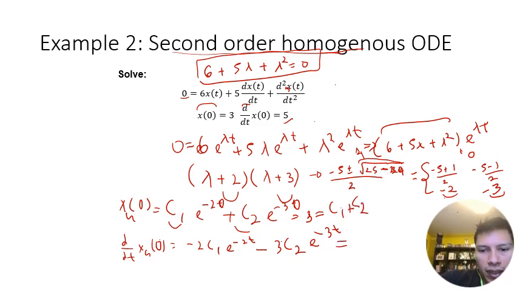And then in this one, that has to be equal to 5. And we need to plug in 0 here and 0 here. So that's going to give us negative 2c1 minus 3c2. And then we can calculate what the two coefficients are, which I did in the next slide. So we're going to take it from there on the next slide.